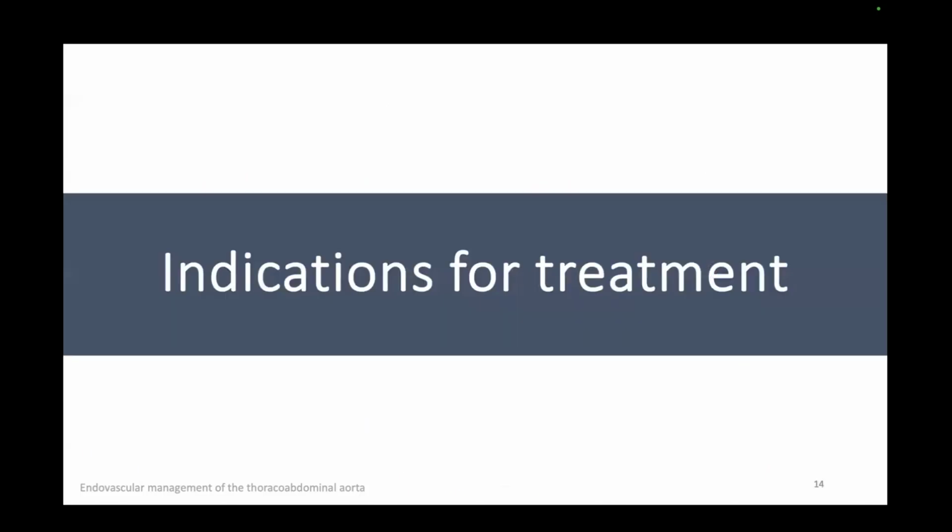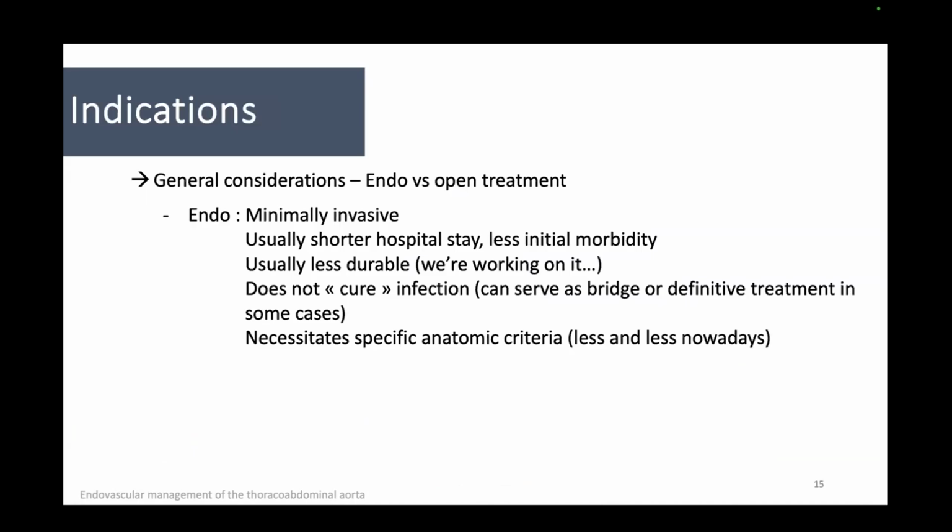So what are the indications for treatment for endovascular surgery, and a bit of a comparison with open surgery? In general, things that make sense: endo treatment is minimally invasive. It usually encompasses shorter hospital stay, less initial morbidity, although it's usually less durable, and we're working on that as much as we can. It does not cure infection specifically, so it can serve as a bridge if we want to make sure the patient gets healthier, or sometimes in sicker patients we could think about a definitive treatment with coverage. But of course, the graft is going to be considered infected for life.